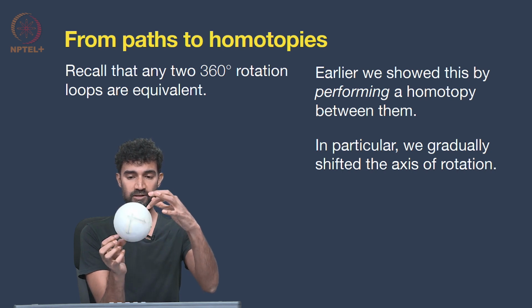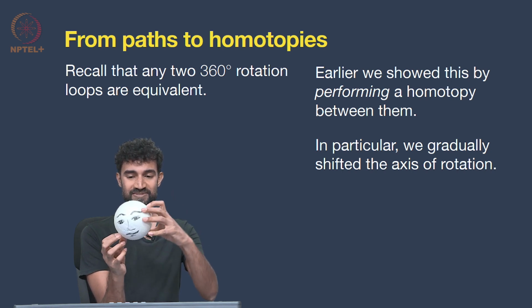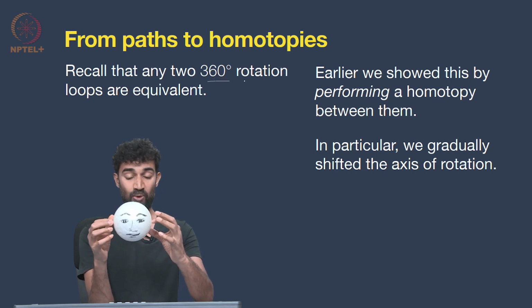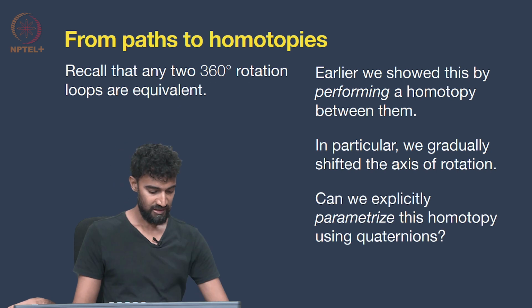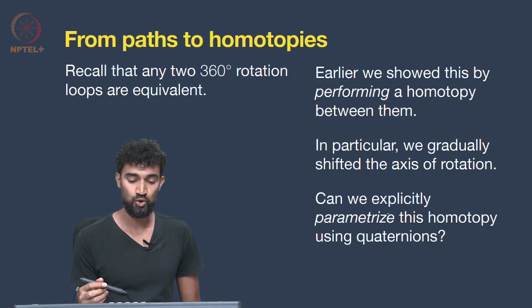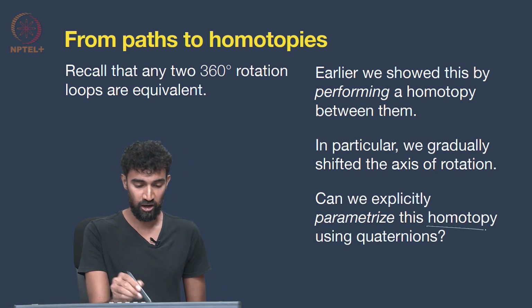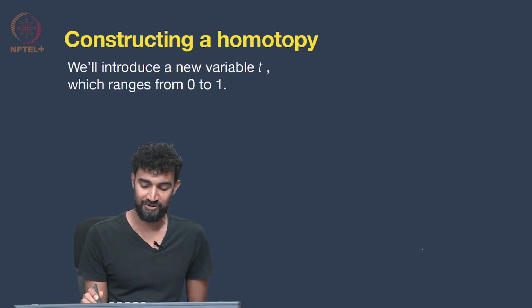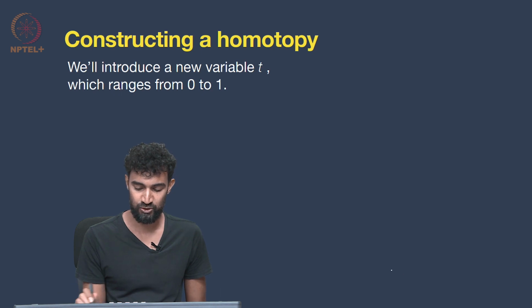to, I'm skipping some steps here, but eventually getting to the y-axis as your axis of rotation. And in this way, you can show that any two 360-degree rotation loops are equivalent to each other. So can we explicitly parameterize this homotopy using quaternions?